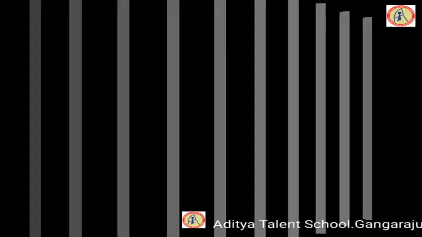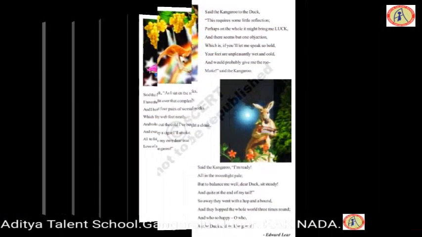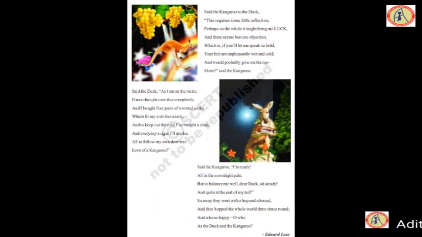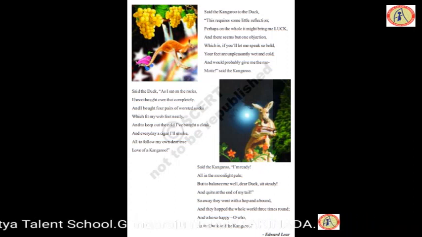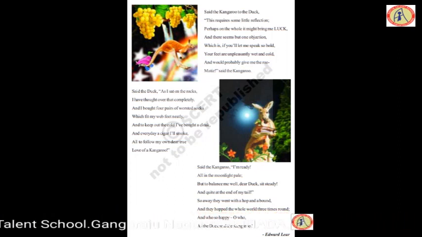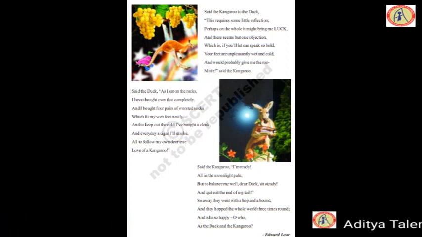Said the kangaroo, I am ready. Then when you have arranged all this, I am ready to take you. All in the moonlight pale, but to balance me well, dear duck, sit steady, and quite at the end of my tail. So away they went with a hop and a bound, and they hopped the whole world 3 times round. And who was so happy, oh who, as the duck and the kangaroo.